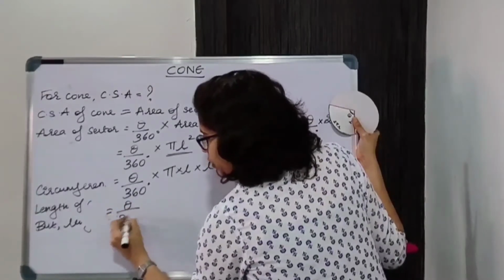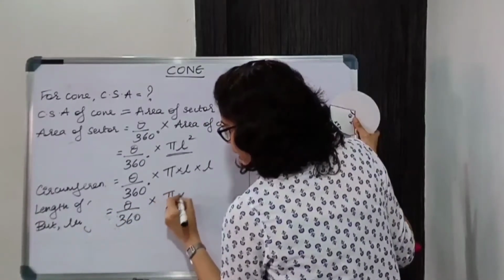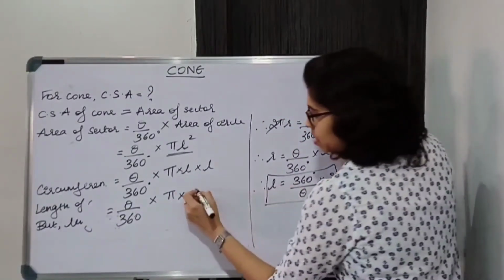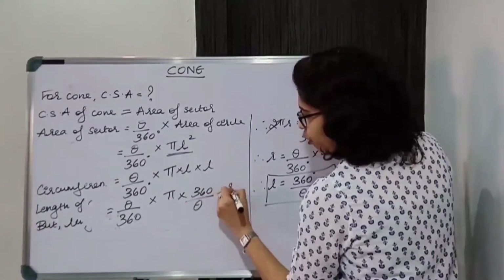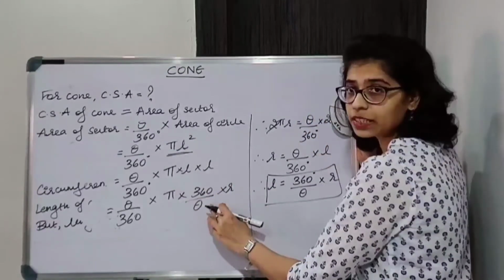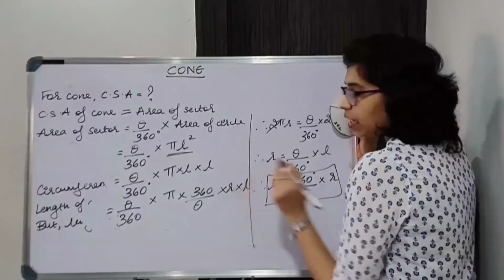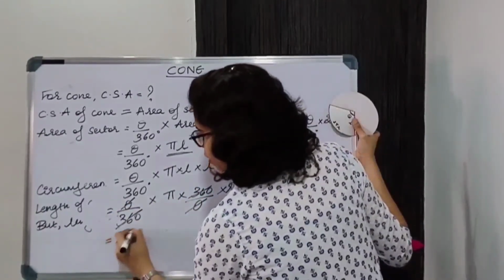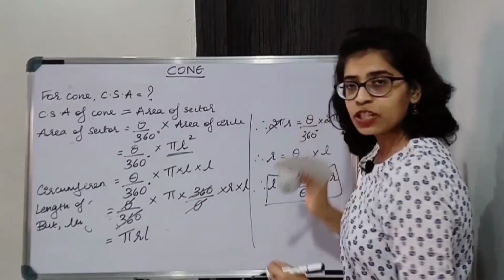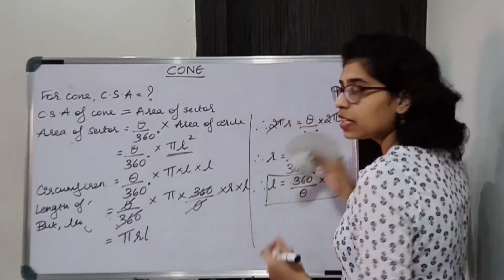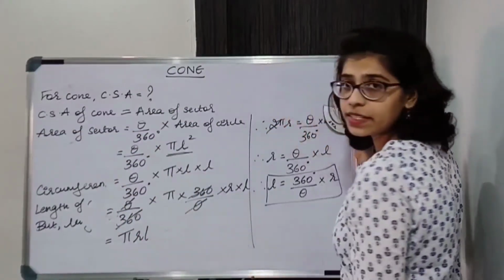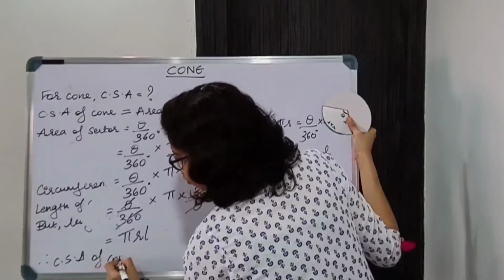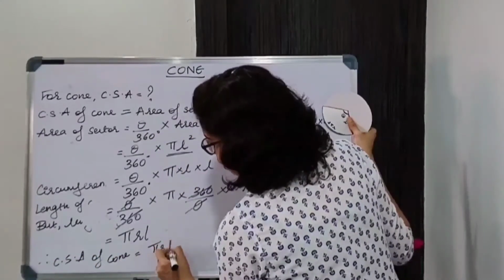Now theta upon 360 into pi into L. One L, what will I substitute? I'll substitute this as 360 upon theta into r. This L I substituted like this, and the other L I'll keep as it is. So 360 gets cancelled, theta gets cancelled. We are left with pi r L. So the area of this sector is this. That is, the CSA of the cone is this. Therefore CSA, that is curved surface area of cone, is pi r L.